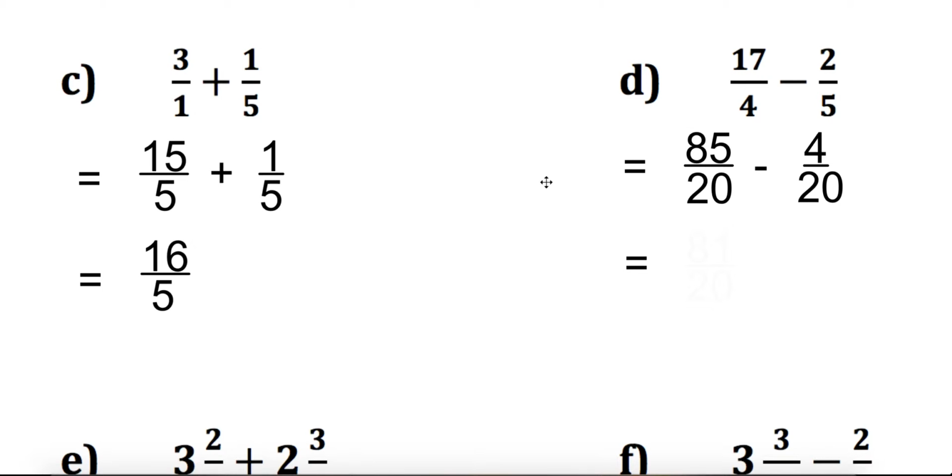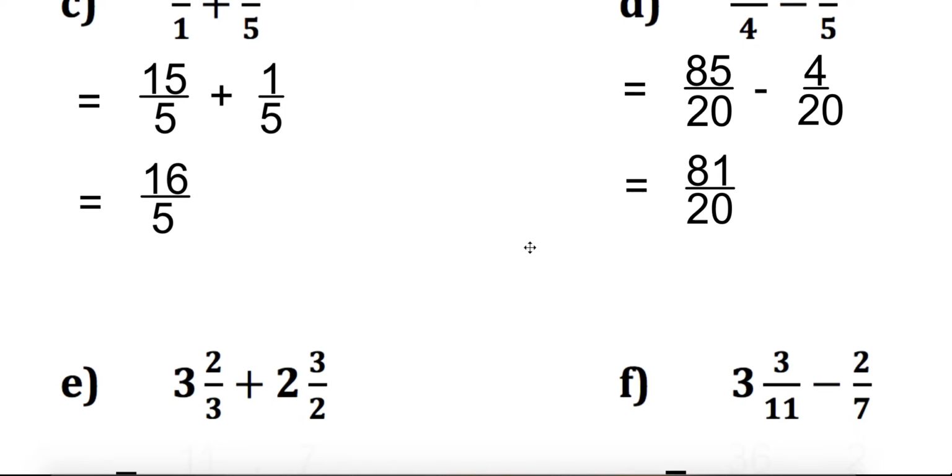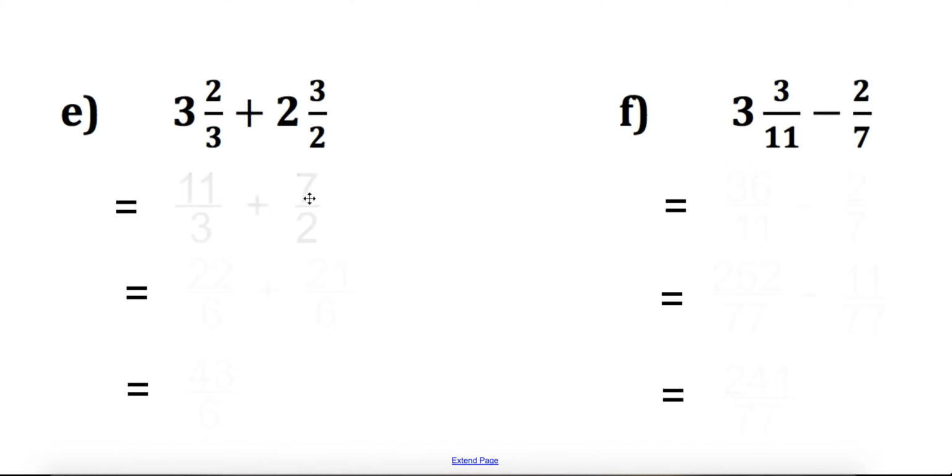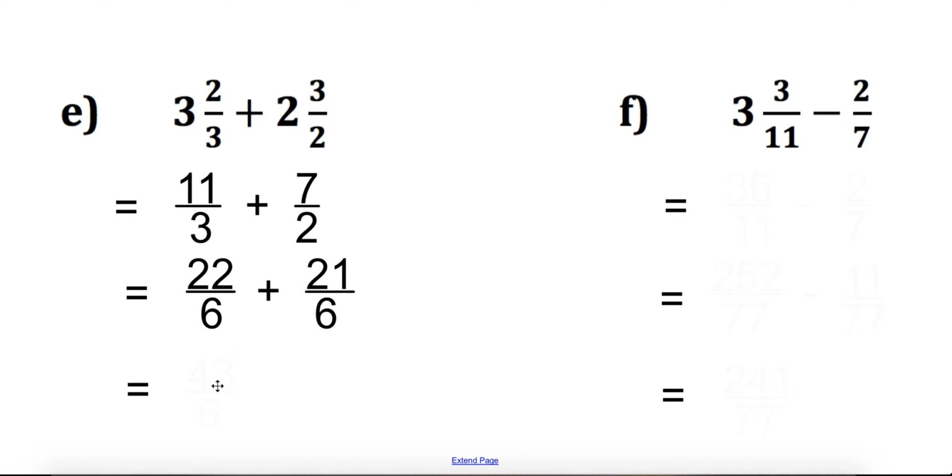The same thing here. Common denominator was 20. When we subtract down, we get 81 over 20. Here, remember our first step is always change our mixed numbers into improper fractions. Then we find our common denominator, add and reduce if possible.